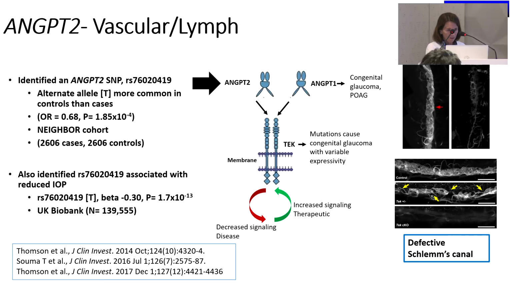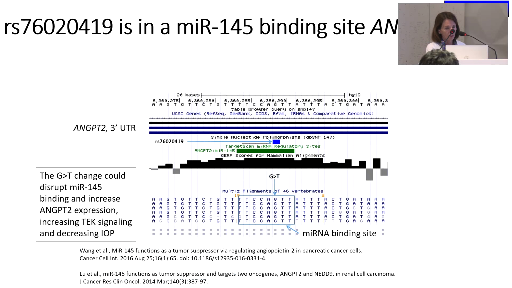So what we found a few years ago is that there's also an interesting SNP in angiopoietin-2. So angiopoietin-2 had not yet been implicated in glaucoma, and we found that this SNP in angiopoietin-2 is protective. And we also found, using data from the UK Biobank, that the protective SNP reduced intraocular pressure.